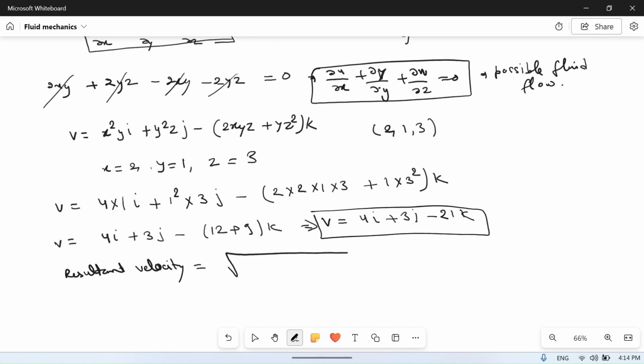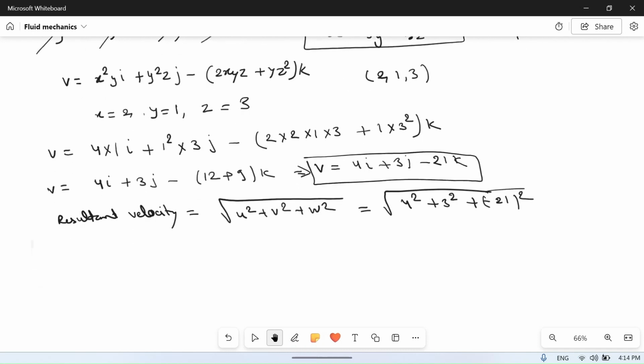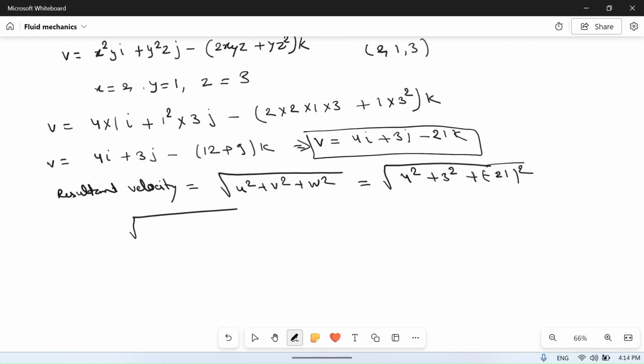then it will be equal to the square root of u square plus v square plus w square. So what are u, v and w here? It is 4 square plus 3 square plus minus 21 square. So it will become 4 square is 16, plus 3 square is 9, plus 21 square is 441. So it will become root 466, which is equal to 21.587 units. So this is our velocity. Okay, so let's move to the next part.